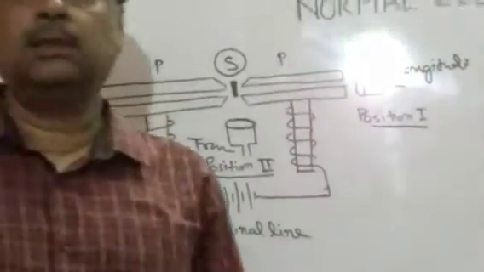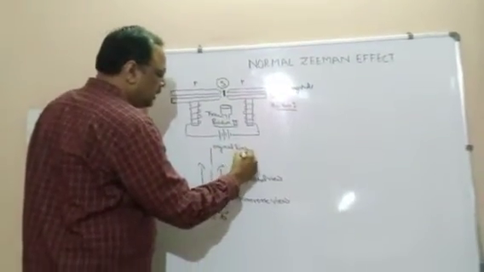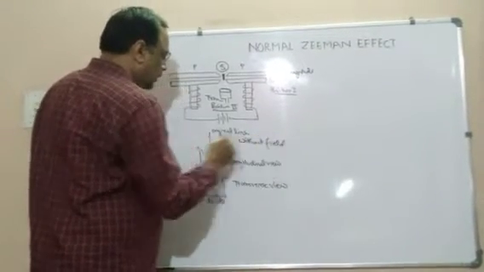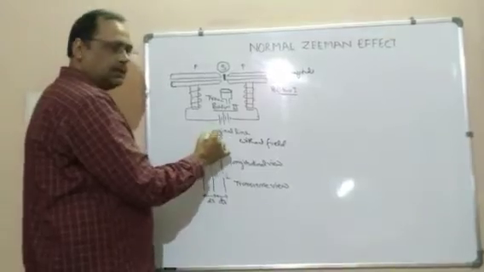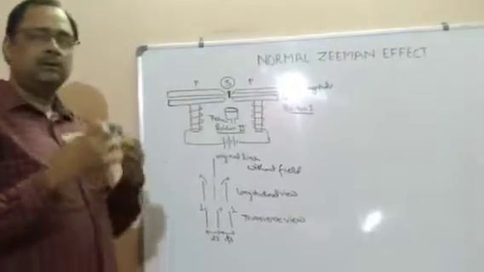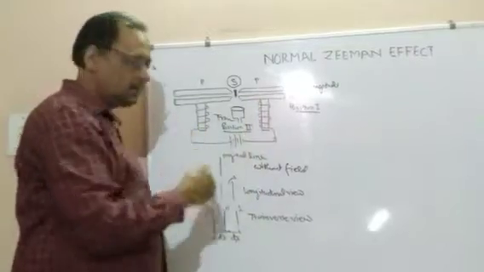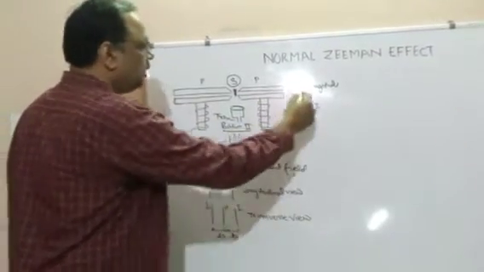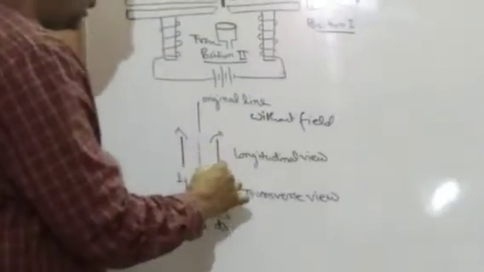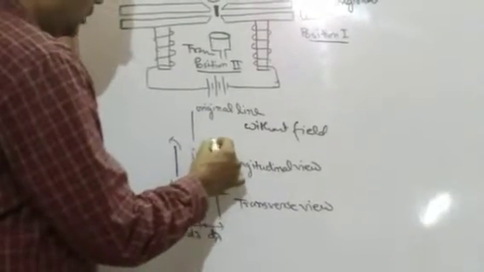If you see in the telescope, what you will observe is that if there is no magnetic field, we just observe one single line, either in position 1 or position 2. But as soon as we apply a magnetic field through the electromagnet, if we go to the longitudinal position, we observe two line components and the central line is missing. And these are circularly polarized lights.